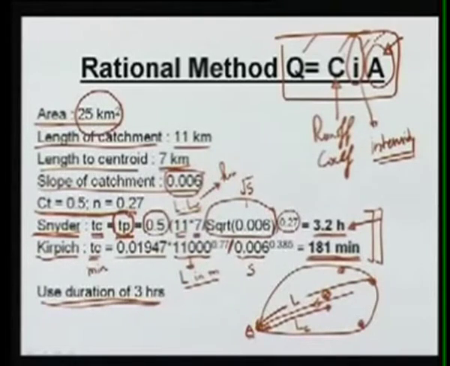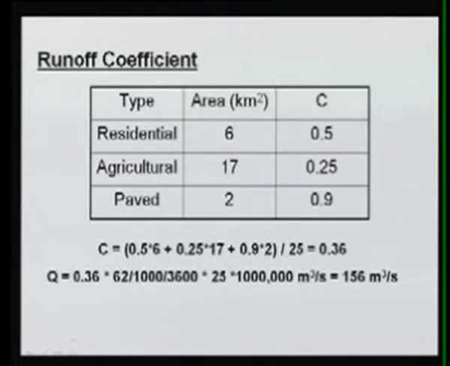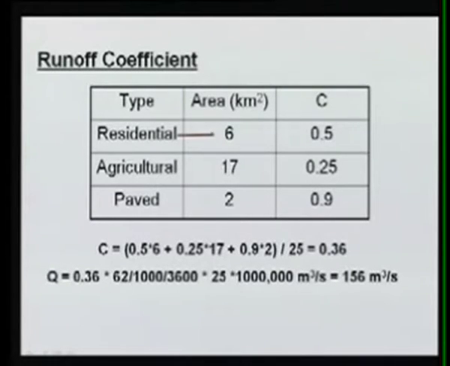Now we have to find out the runoff coefficient. We have already seen that runoff coefficient depends on the type of area. In this case, let us say that this 25 kilometers square area has 3 different types of areas or land uses. So here we have listed the values: residential area is 6 kilometers square, agricultural can be taken as 17, and there is 2 kilometers square of paved area.